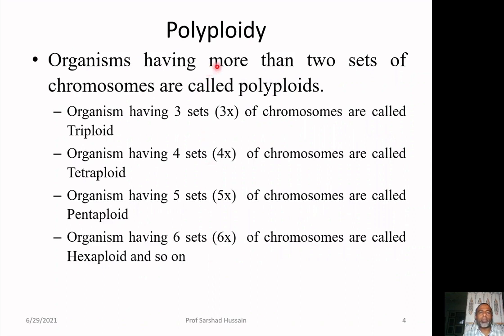So, let us look at polyploidy. Now, as I have already discussed, organisms having more than 2 sets of chromosomes are called polyploid. If you have 3 sets, represented by 3x, it is triploid. If you have 4 sets, it is tetraploid. If 5 sets of chromosomes are present, it is pentaploid. If 6 sets are present, it is hexaploid, and so on.